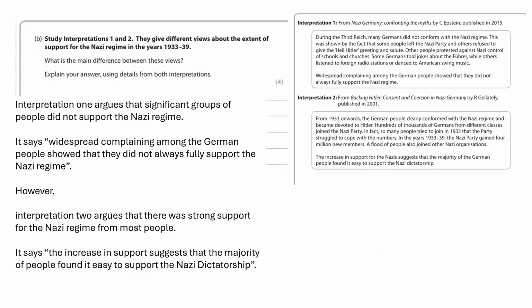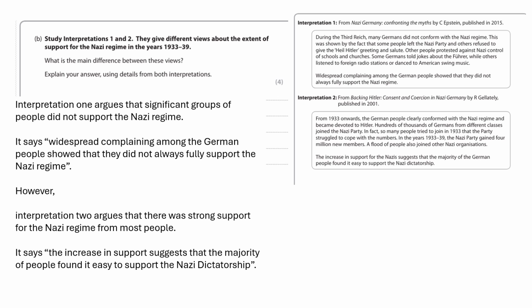Question 3b is another question that you will get full marks on. You do not need to use any own knowledge for this. This is all down to technique. So 3b asks you to study the two interpretations that you're given. And it asks you, what is the main difference between those views? So that requires you to read them both to decide what they're arguing and to decide how they're different. So this is how you would structure it.